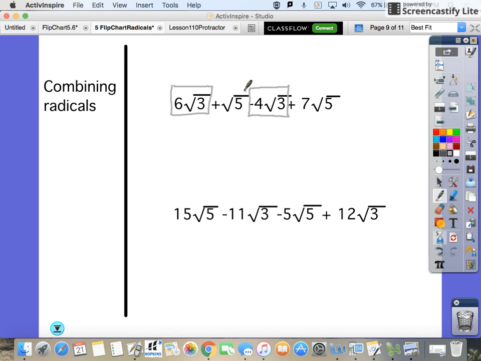Then I have a root 5. That's different, so I'll use a different shape. And then a root 5, so I'll use that same shape. Now, I'll do the squares first. I have 6, and this is a minus 4. 6 minus 4 is 2 square root 3's. Then I have a root 5 here, and I have 7 root 5's here. So if I have 1 of them and 7 of them, that means that I have 8 square root 5's.